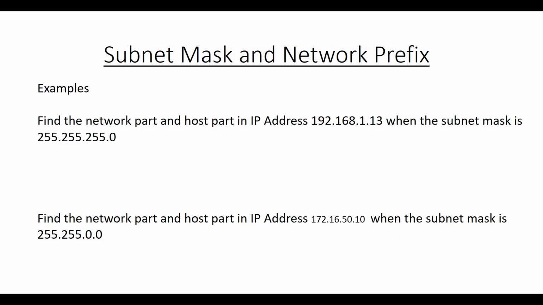Let us go through some examples now. In the first example, we need to find the network part and host part in the IP address 192.168.1.13 when the subnet mask is 255.255.255.0.